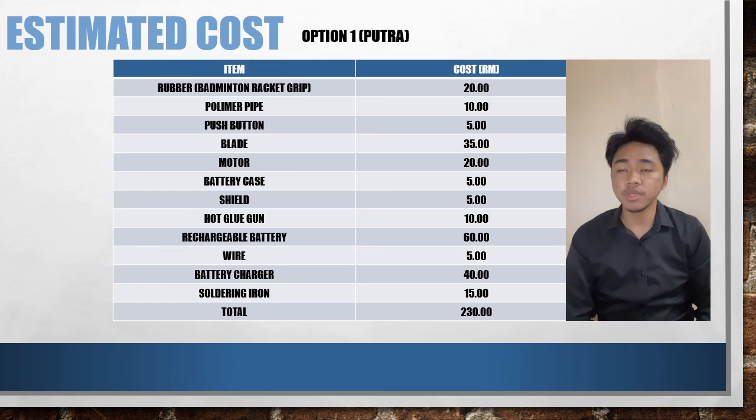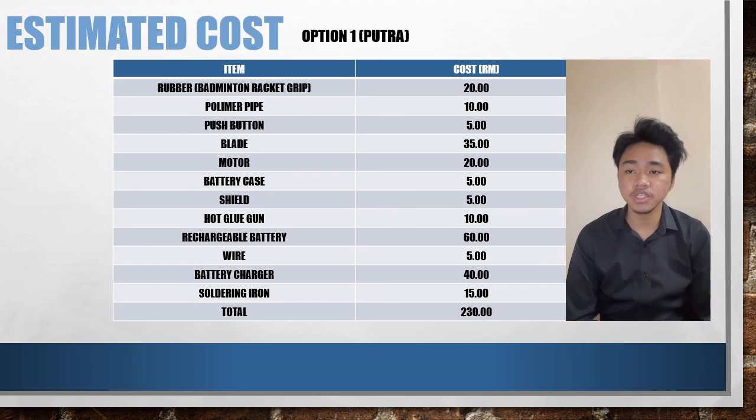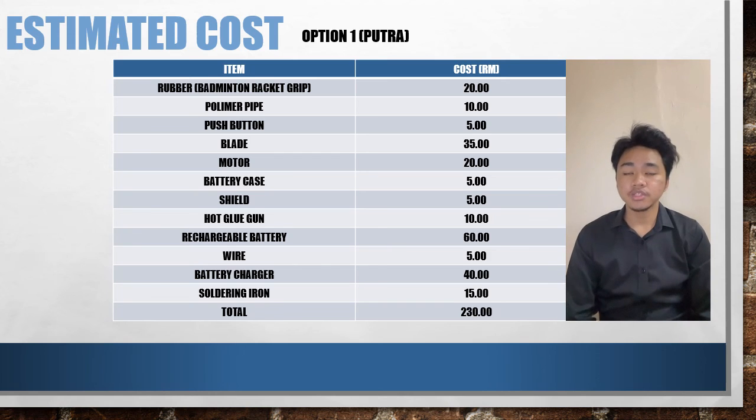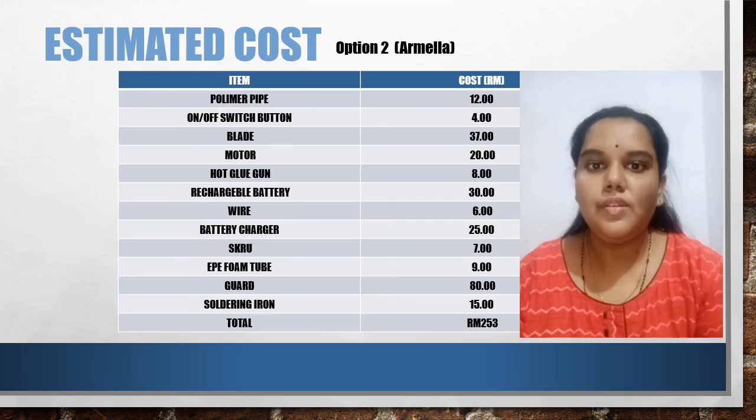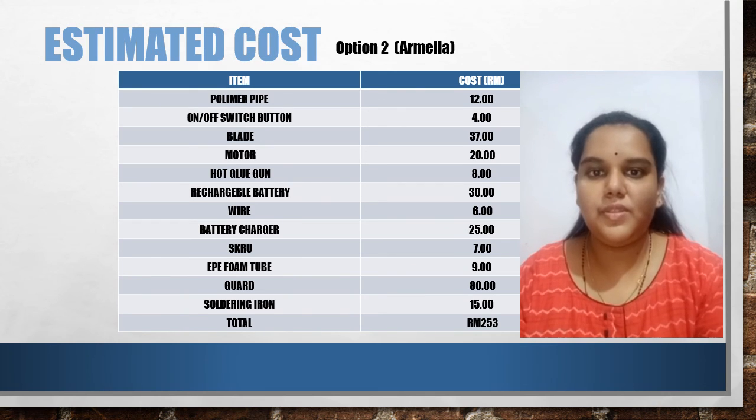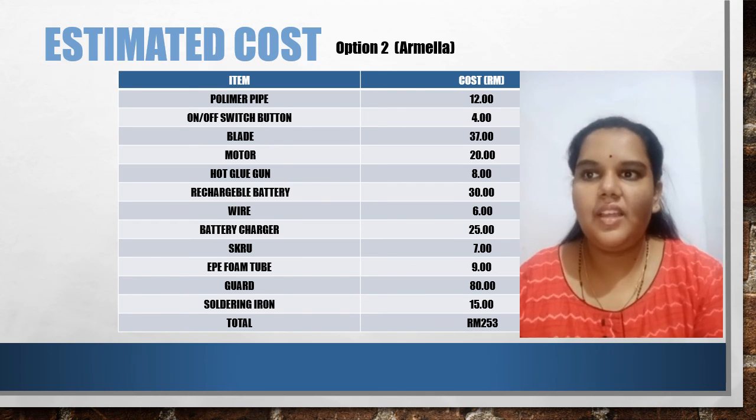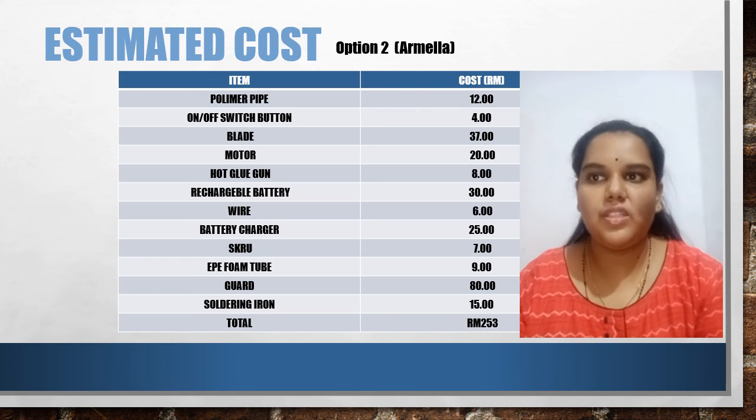So, the estimated cost of my product would be RM230, which consists of the rubber, polymer pipe, push button, blade, motor, battery case, shield, hot glue gun, detachable battery, wire, battery charger, and soldering iron. As you can see on the screen, this is the price of each item that I stated before. So this is the estimated cost for option 2, which is designed by me. The left column is the items and the right one is the cost of the items.